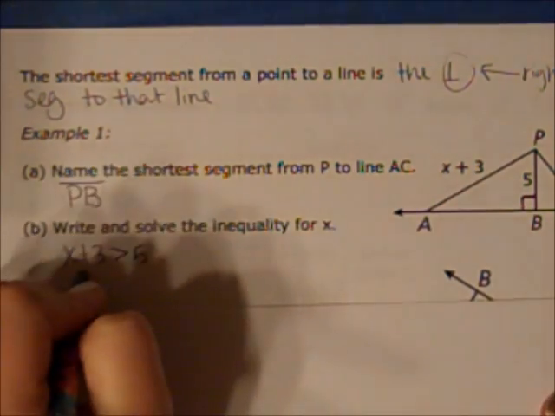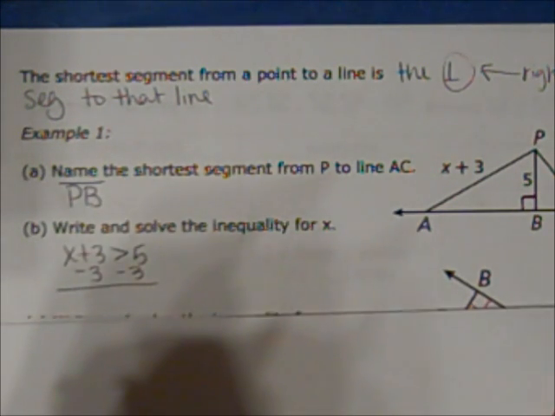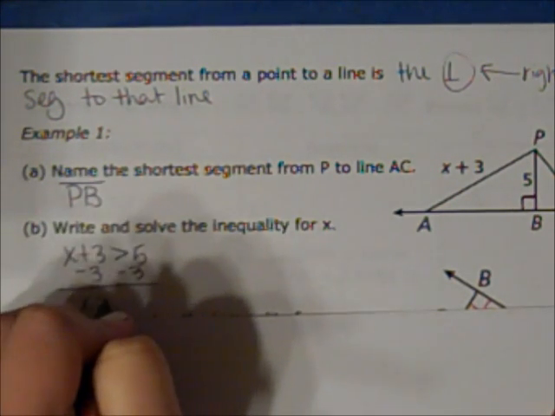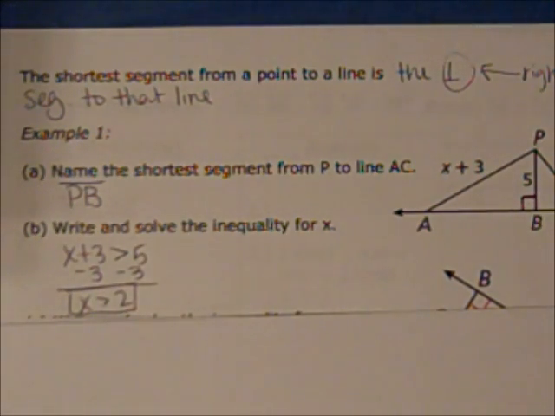Remember, solving inequalities is exactly like solving equations unless you're multiplying or dividing by a negative, which I am not here. So I solve exactly as normal. X is greater than 2. So as long as x is bigger than 2, then PB can still be the shortest segment. It can be 2.001, it can be 2.3, it can be 58. As long as it's bigger than 2, then I'm good. Okay, pause here and try the second one with the diagram right below this.